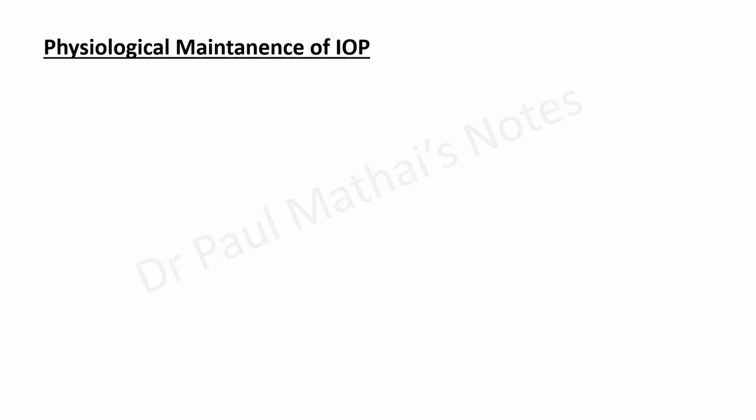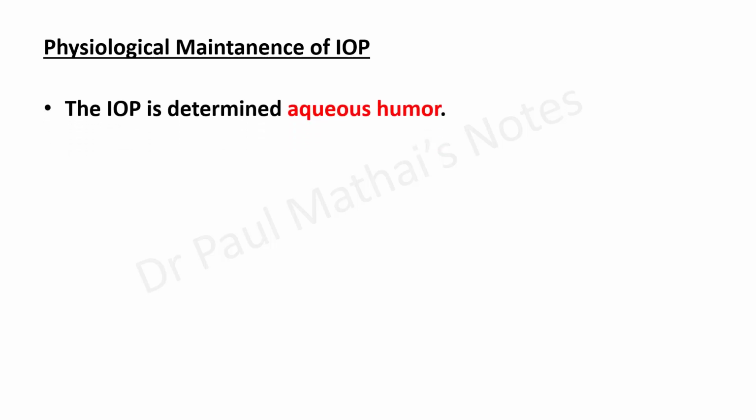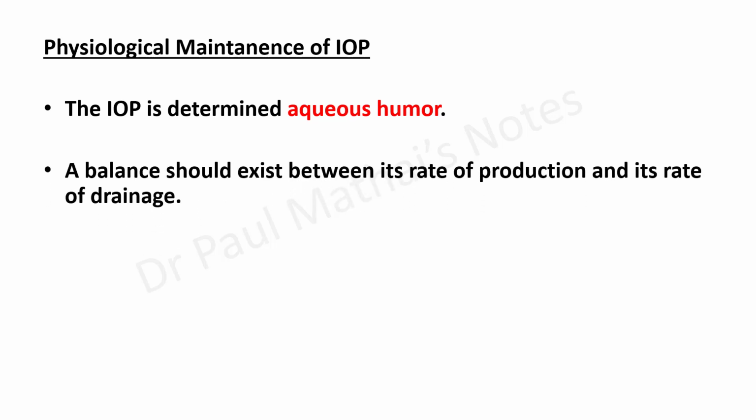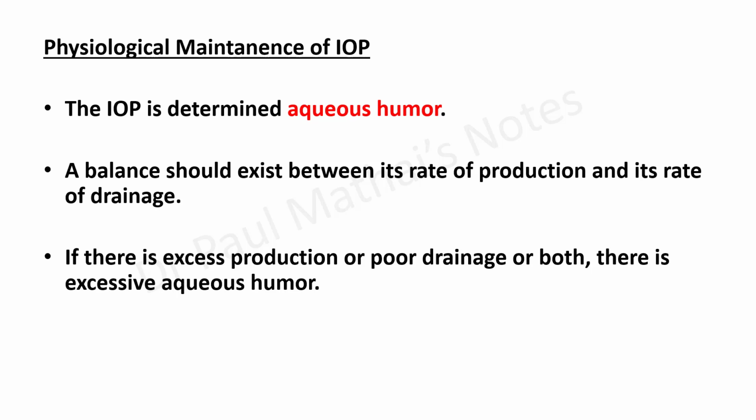Okay, so having revised that particular anatomy, let's move on to the physiological maintenance of intraocular pressure. The intraocular pressure is largely determined by the aqueous humor, and a balance should exist between the rate of production of aqueous humor and the rate of its drainage. If there is excess production or poor drainage or both, there is excessive intraocular pressure.